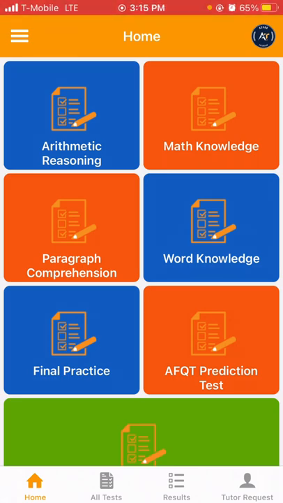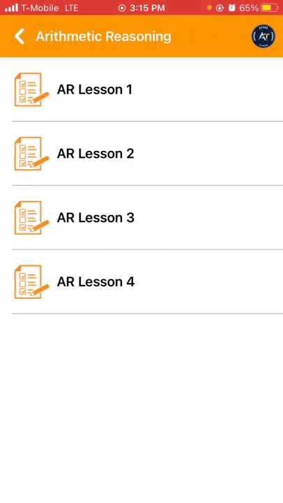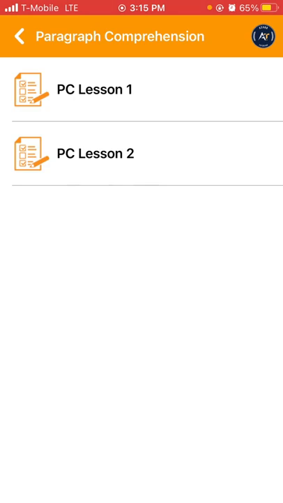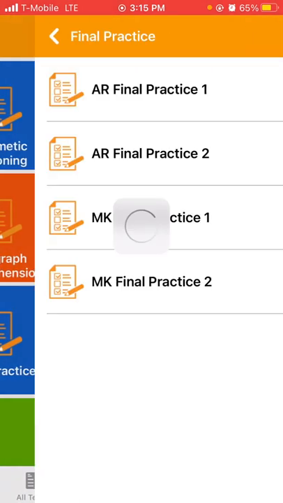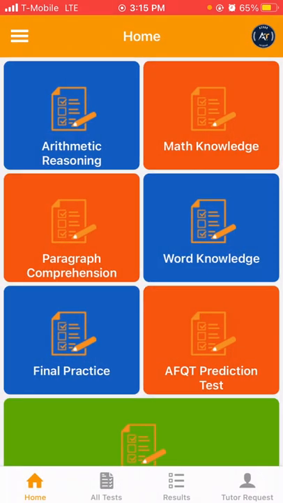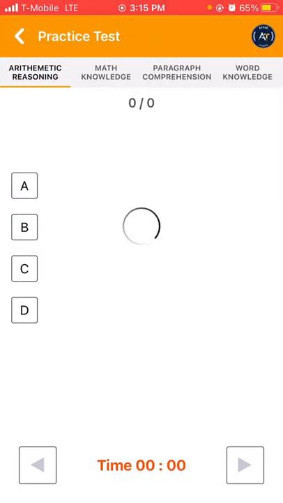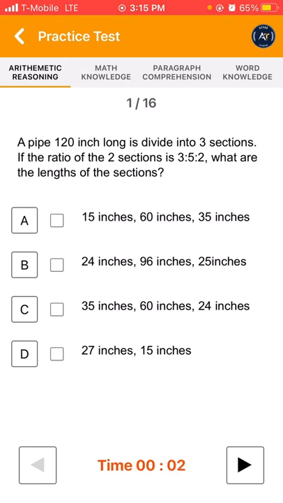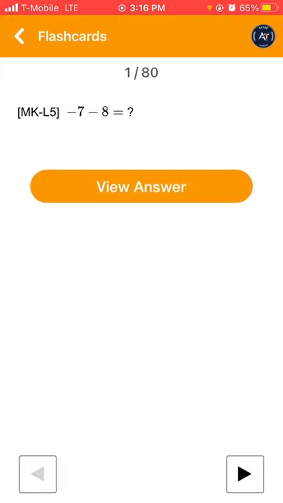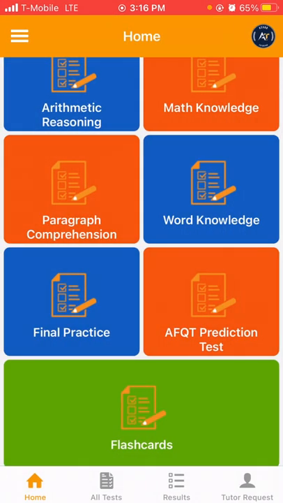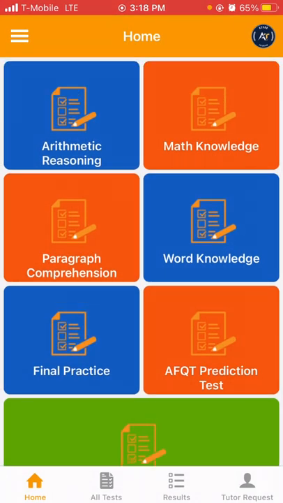the application, we have arithmetic reasoning, math knowledge, paragraph comprehension, word knowledge, final practice tests, AFQT prediction tests, and math flashcards. You can start wherever you want. However, we recommend that you start with arithmetic reasoning lesson 1.